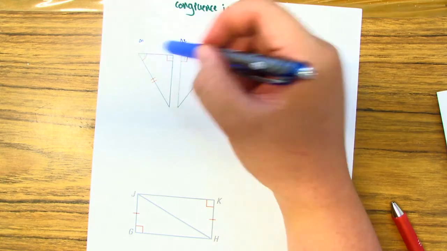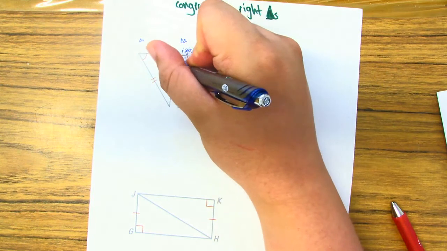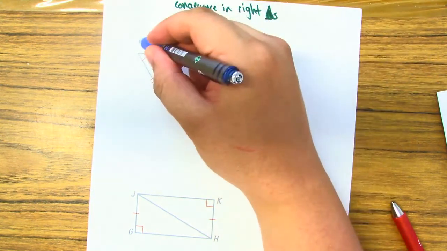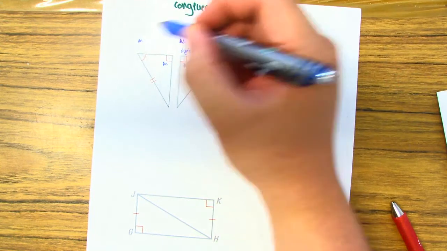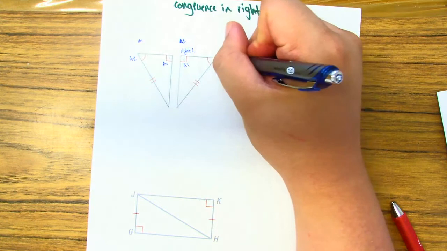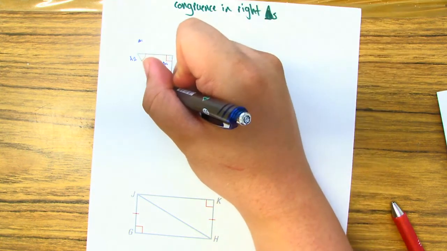We can state that these two sides are congruent. I'll just put here: my first pair of congruent angles are the right angles. My second pair of congruent angles are the given angles here using the arc marks. And here is a congruent side.